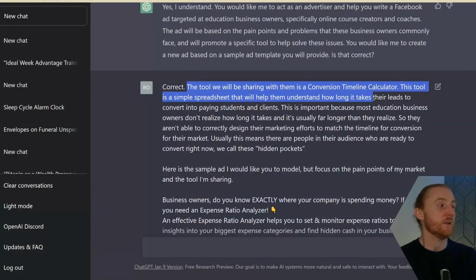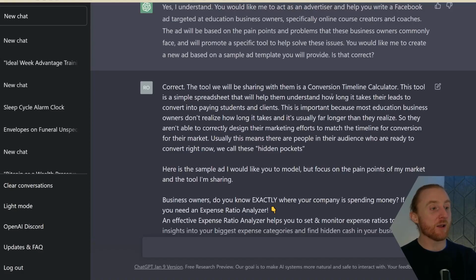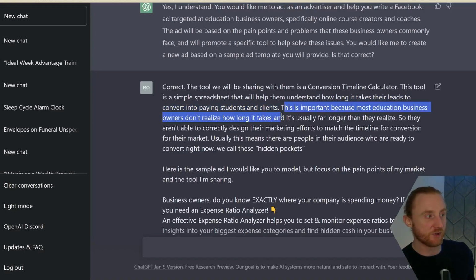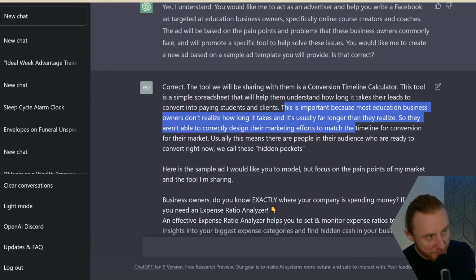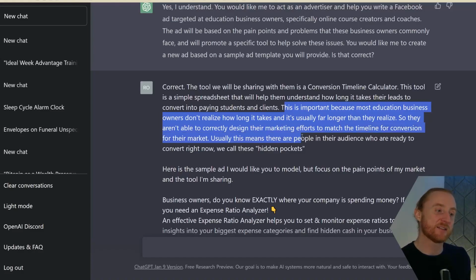Again, notice talking to it like it's an assistant and giving it the context for it to go and do the thought calculation, okay? It'll help them understand how long it takes their leads to convert into paying students and clients. This is important because most education business owners don't realize how long it takes, and it usually takes far longer than they realize. So they won't be able to correctly design their marketing efforts to match the timeline for conversions for their market. Okay?